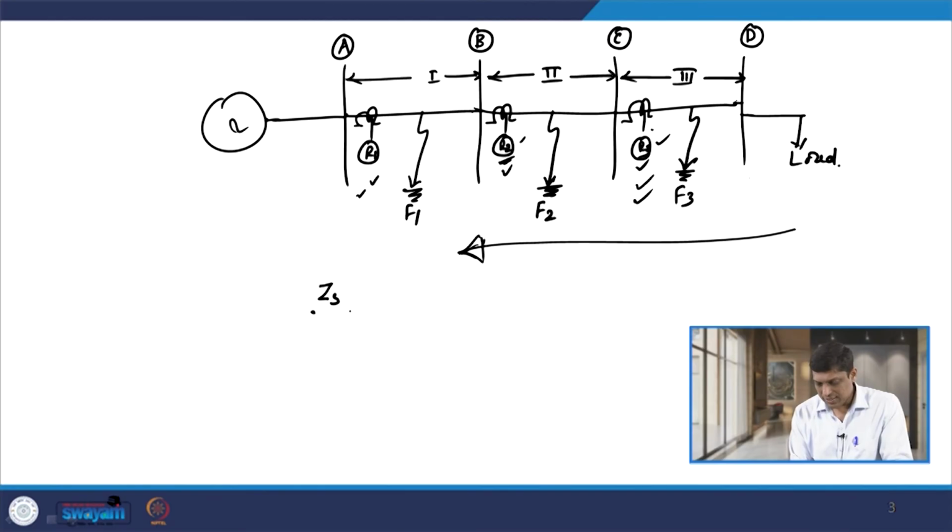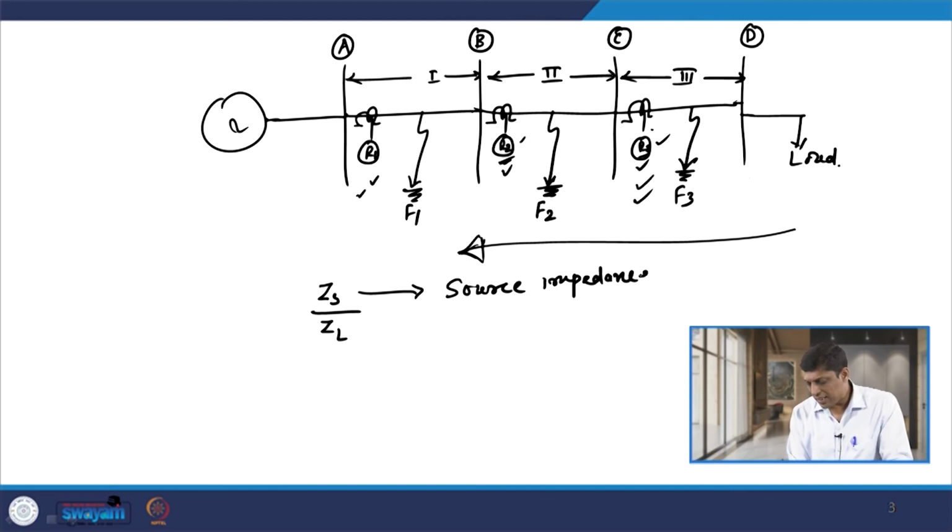The second disadvantage is that instantaneous overcurrent relays are affected by the ratio of source impedance to load impedance. So, now let us see what the load impedance and source impedance are. ZS by ZL. ZS is known as the source impedance.